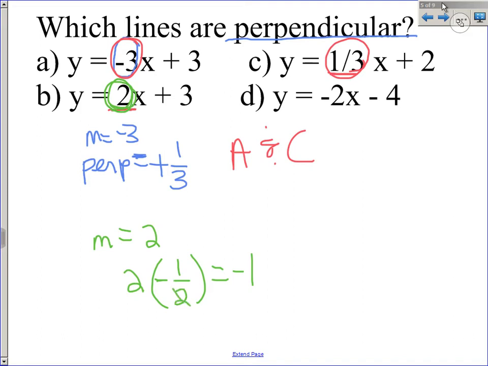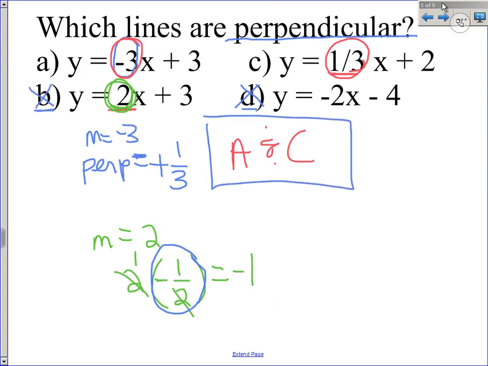Just to prove it out, these would cross cancel, and that would give me 1. 1 times -1 is -1, so it would work. So I would need to have a slope of -1/2 to be perpendicular to line B. When I look at D, I have a slope of -2, so that's not going to work. So the only answer to this question is A and C are perpendicular lines.